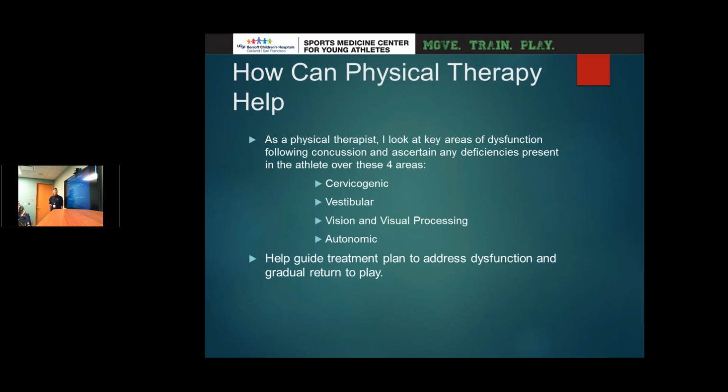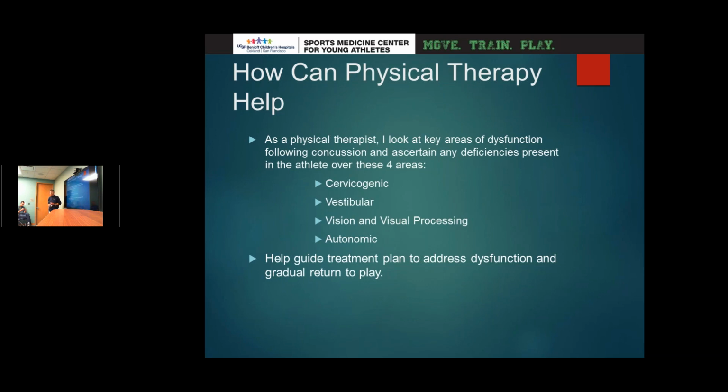So, how can physical therapy help? Dr. Chang had the lovely 4 boxes of all the different areas that concussion symptoms fall into. As a physical therapist, it's right in my name, and I am squarely in the physical portion of that. But we're looking at 4 key areas. When we were first developing the protocol for physical therapy, I talked a lot with Dr. Chang, and she thought these were the most important ones for us, where we had a great deal of expertise.